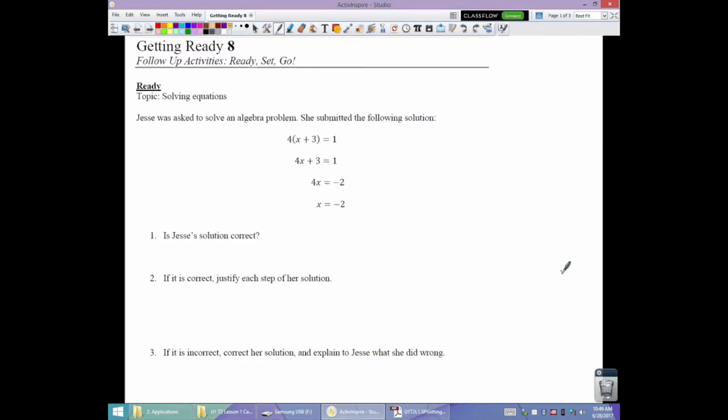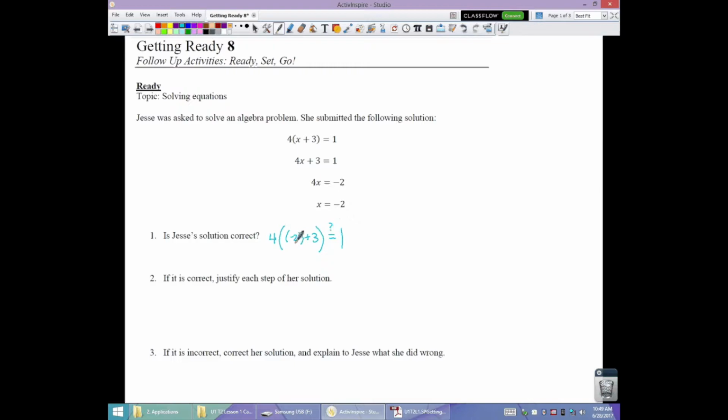So we're looking at an algebra equation that Jessie was asked to solve, and she has shown her step-by-step solution. Now, is her solution correct? What we should do is substitute her solution, -2, into the equation to see if it works, if it gives us a value of 1. So 4 times the quantity, we have -2 plus 3, and we want to know if that equals 1.